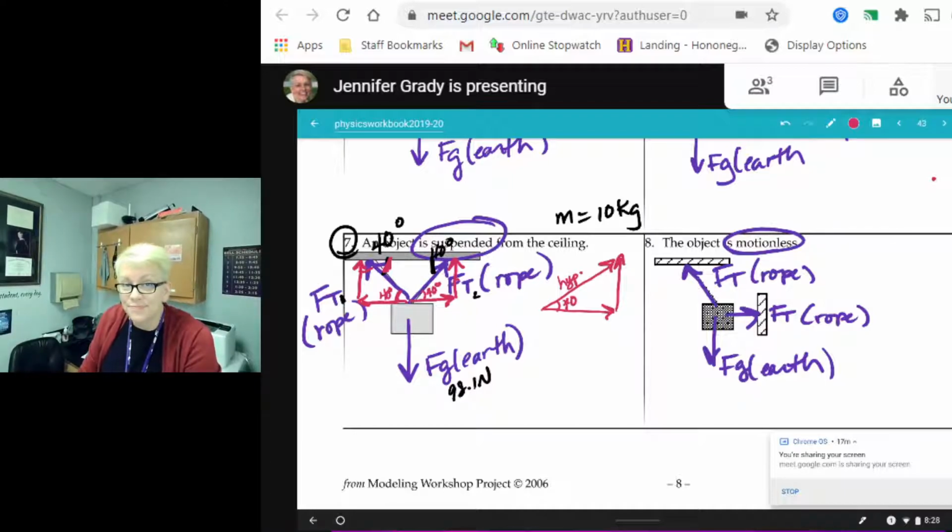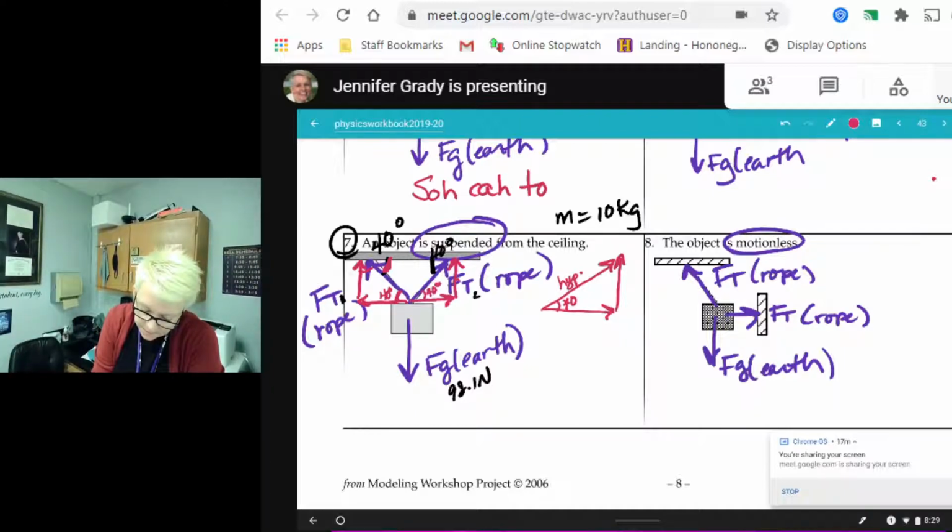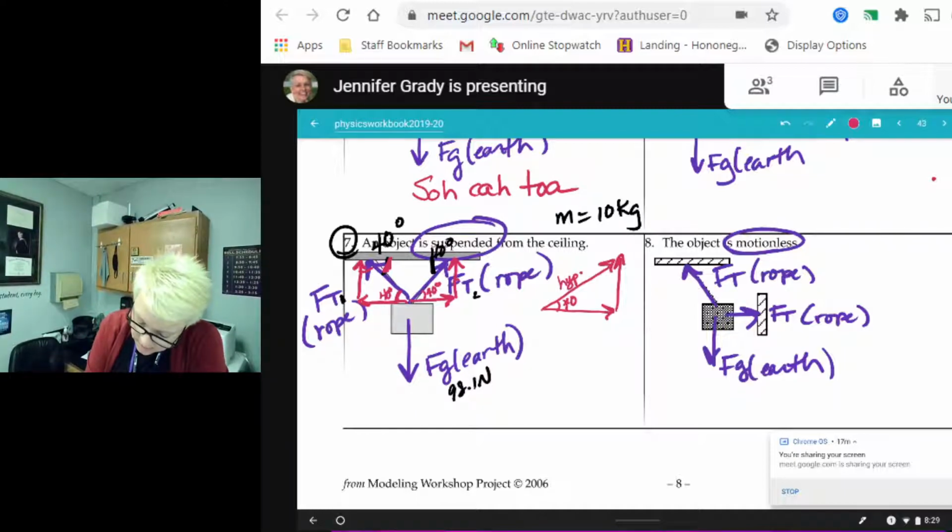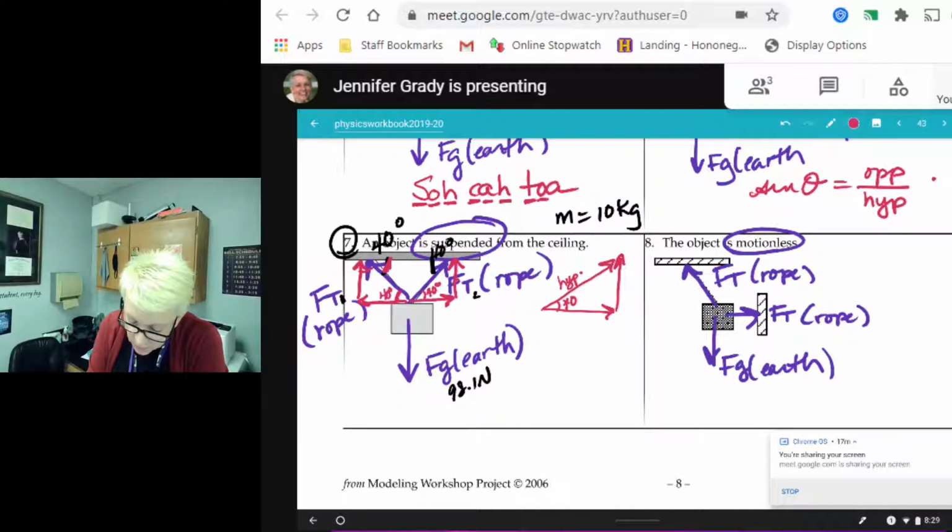Hopefully we recognize that. If you remember this fun thing, remember that from math class? SOH CAH TOA, right? And what does it mean? It means that the sine of the angle equals the opposite over the hypotenuse. Sine equals opposite over hypotenuse. Cosine equals adjacent over hypotenuse. Tangent equals opposite over adjacent. That's going to come in handy. We're going to use those.